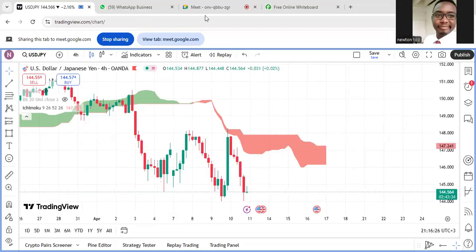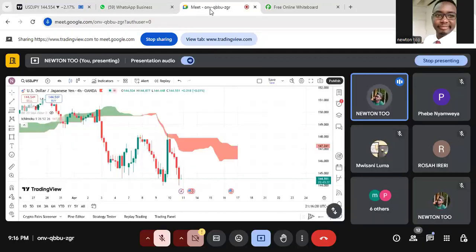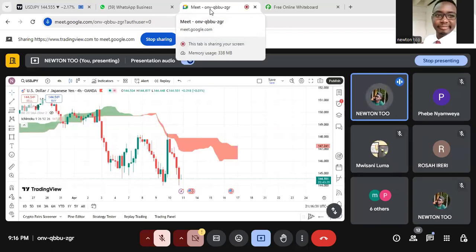Is my chart clear, guys, or is it blurry? Maybe someone can confirm if my chart is blurry or if it's okay. Maybe a thumbs up if you can see my screen very clearly without blur. Someone confirm, please, maybe with a thumbs up. Hey guys, can you hear me? I don't know if you can hear me, guys. Okay.